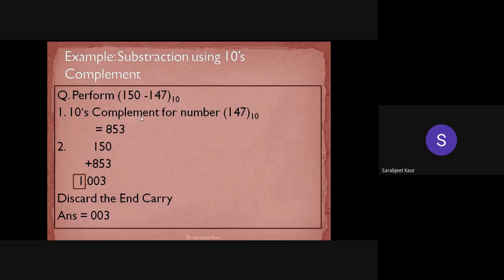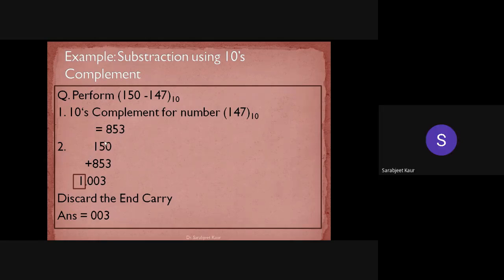What will I do? Step one is to find the tens complement of this number 147. Now, what would be the tens complement? If I just want to do it orally, I'll first find out the nines complement of this, which will be 852, plus 1, 853. So the tens complement is 853, right?